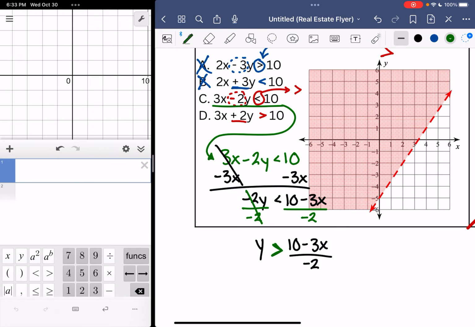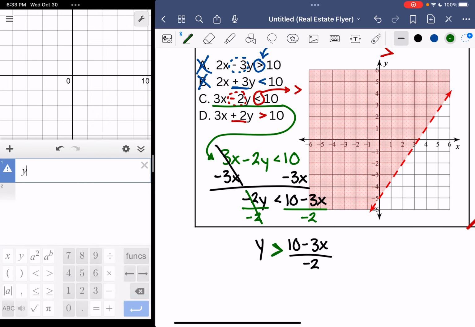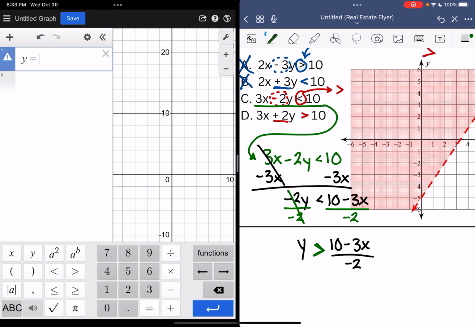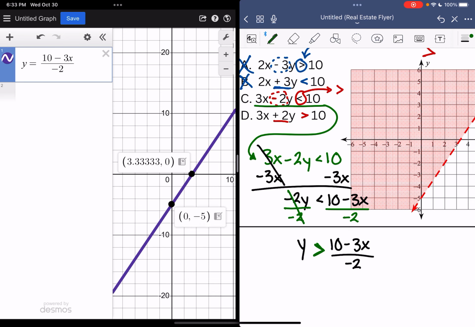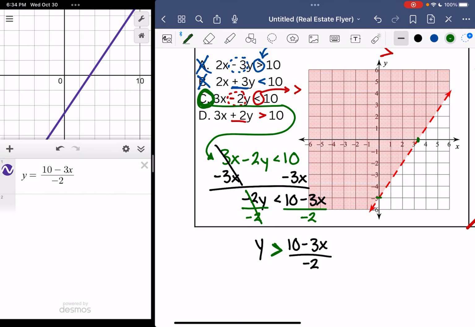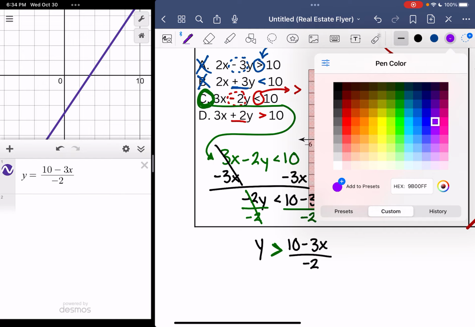All right, putting this in Desmos, we have y equals 10 minus 3x over negative 2. And there's my graph right there. 3.33, negative 5. That looks like 3.33 and negative 5. So that is my correct answer right there for C. I am going to show you why it's not D, since this is the last question, but you're good to stop here.